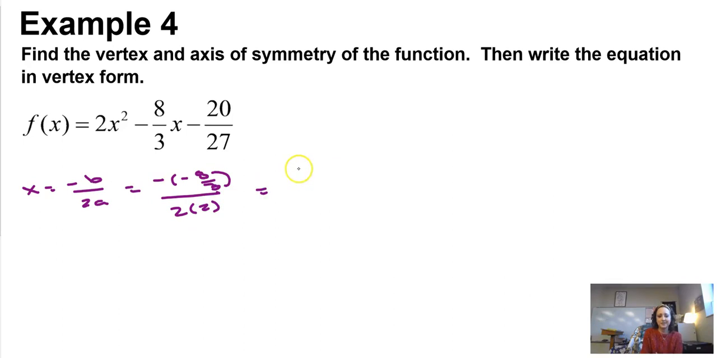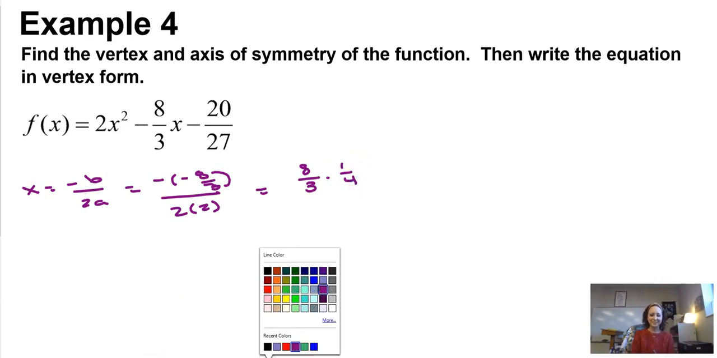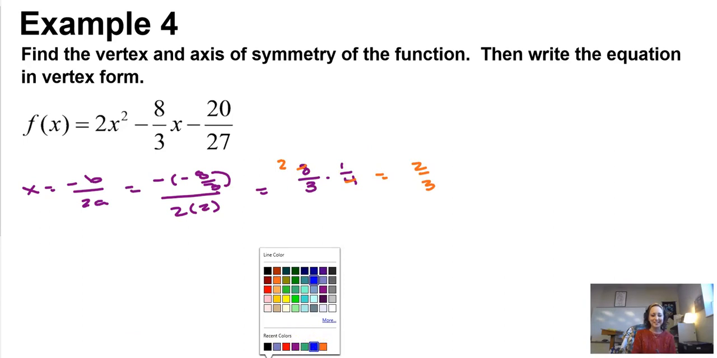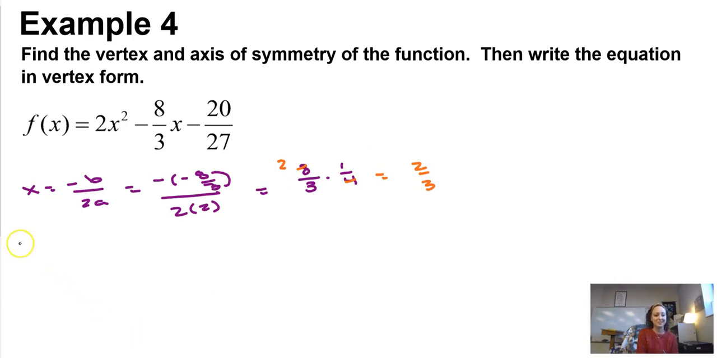All right, so let's clean this up a bit. The numerator, a negative times a negative, is a positive, so positive 8/3. The denominator is 4, and dividing by 4 is the same as multiplying by 1/4, right? So I can reduce, because 8 divided by 4 is 2, so I am getting 2/3 for the x value of the vertex. Now to find the y value, we're just going to take that 2/3 and plug it into the original function. So I want to find f of 2/3.